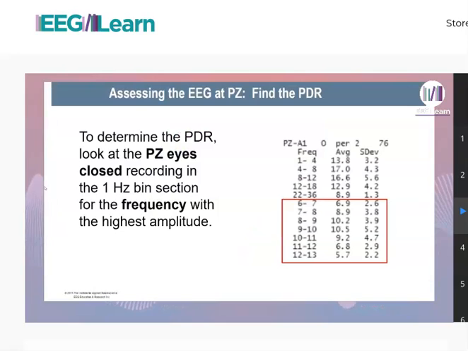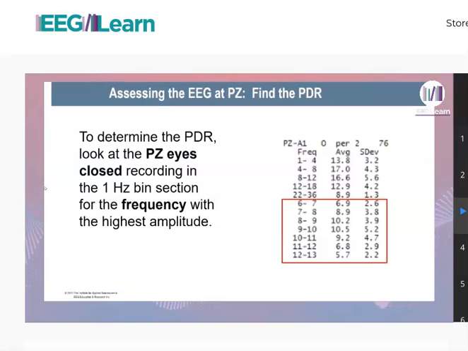Okay. So to find the PDR, you want to look at the EEG measurement, the PZ eyes closed recording. We want to look in this little 1 hertz bin section. And by the way, the 6 to 7 and 7 to 8, that's really there for people that work with kids younger than 8 years old.